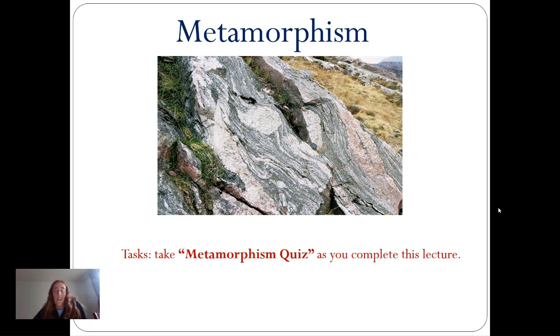Our final rocks lecture here is on metamorphism. So we finished up igneous rocks, sedimentary rocks. Now we're going to finish up with metamorphic rocks. This is another one that's designed for you to take the quiz as you complete this lecture, which you can find in the week 3 assignments folder on Blackboard.